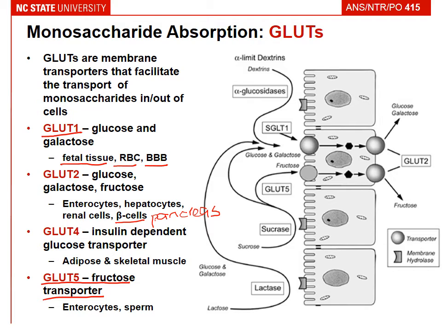As I mentioned before, we have other glucose transporters that are utilized. SGLT1 is what glucose and galactose are coming in through, but we have other ones that are expressed all throughout the body. One of the first ones that was discovered was GLUT1. GLUT1 is a glucose and galactose transporter, and it is expressed constitutively on our fetal tissue, our red blood cells, and our blood-brain barrier.